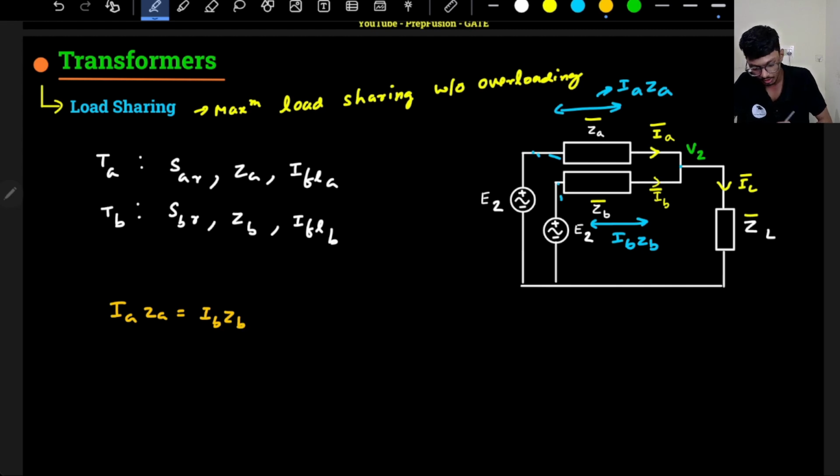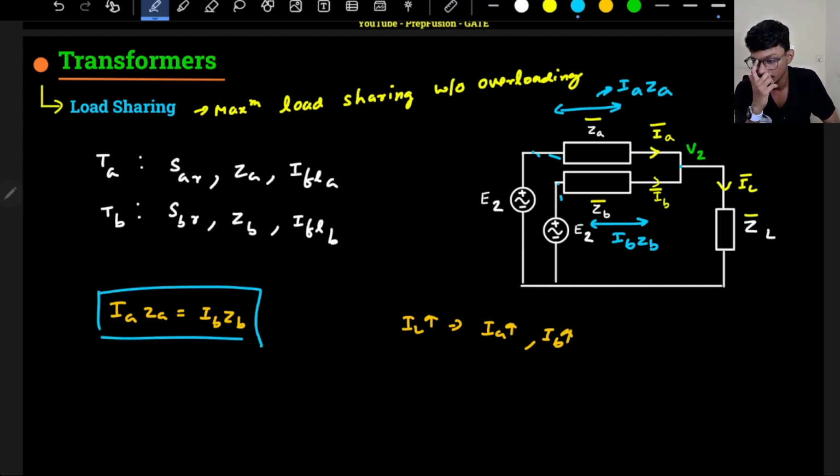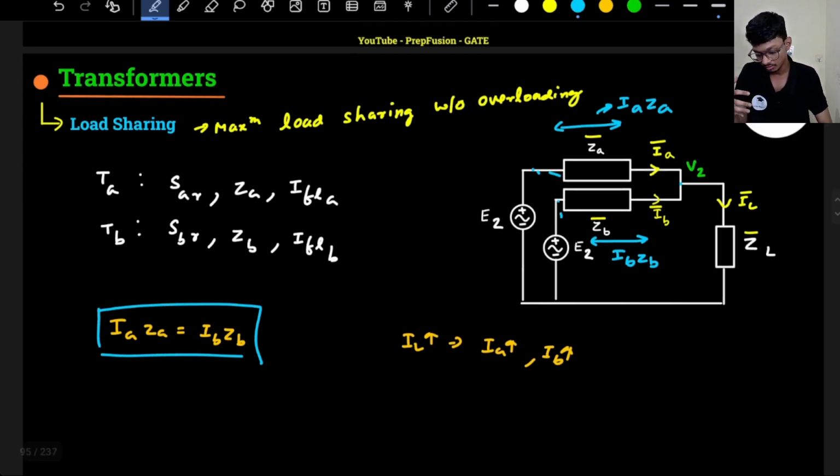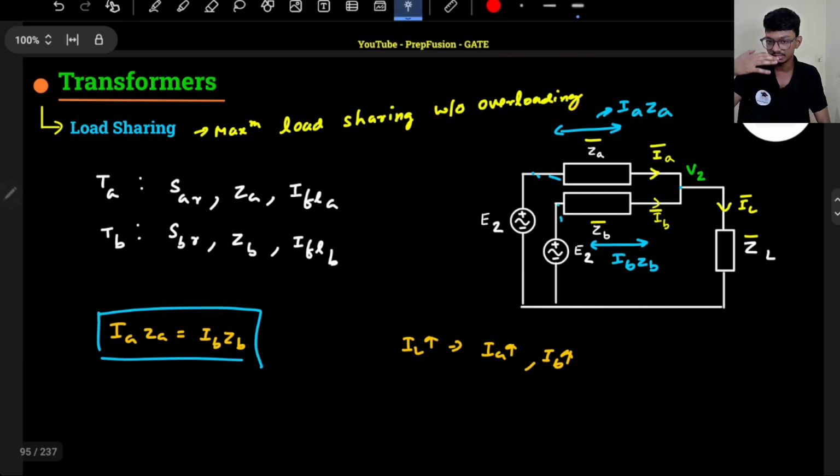Now I am increasing my load, so my load current is increasing. So my IA also will increase, and my IB also will increase. Both of them will increase, but this relation will always be followed. Now I don't know which transformer will come to rated condition first. Overloading means the current flowing through the transformer is more than the full load current.